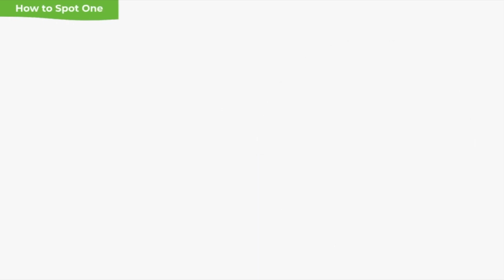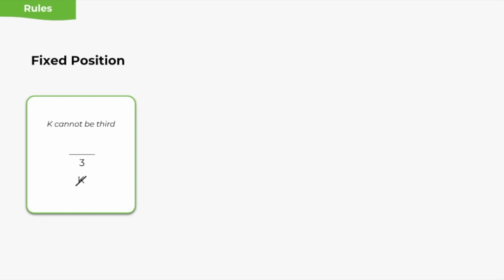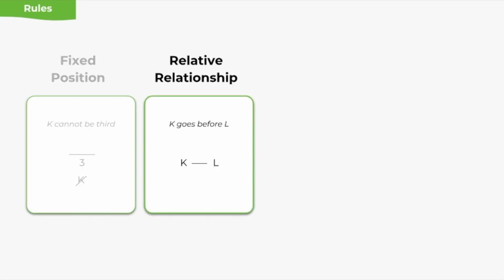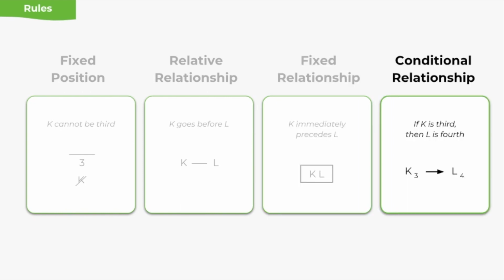The way you spot a hybrid game is that there's some combination of grouping and ordering. Whenever the game combines both grouping and ordering, we call that a hybrid game. The rules that you should expect to see in one are those where you have fixed positions, relative relationships, fixed relationships, and conditional relationships. These are all common rules to most game types in addition to hybrid games.